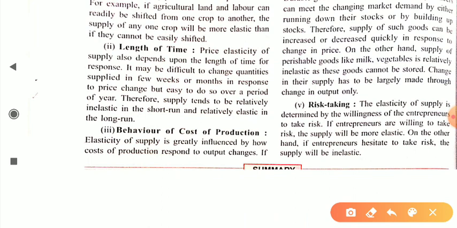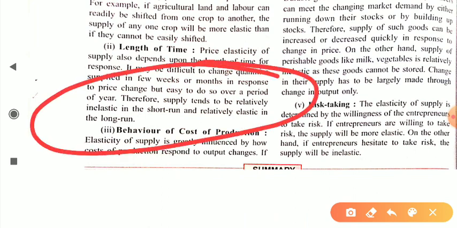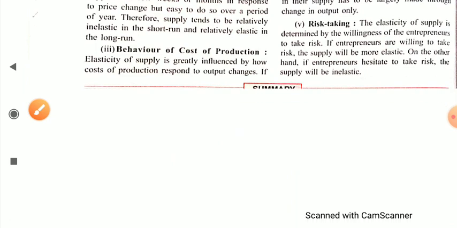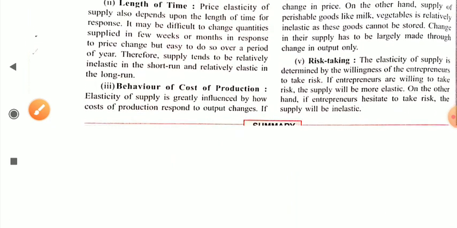So in the short run, like a period of less than 1 year, or a period of 6 months, 4 months, 3 months, it is known as short period. So in the short period the supply is inelastic always, and in the long run or long period, more than 1 year, the supply curve is always elastic. So be careful. Okay, dear student, next is behavior of cost of production.